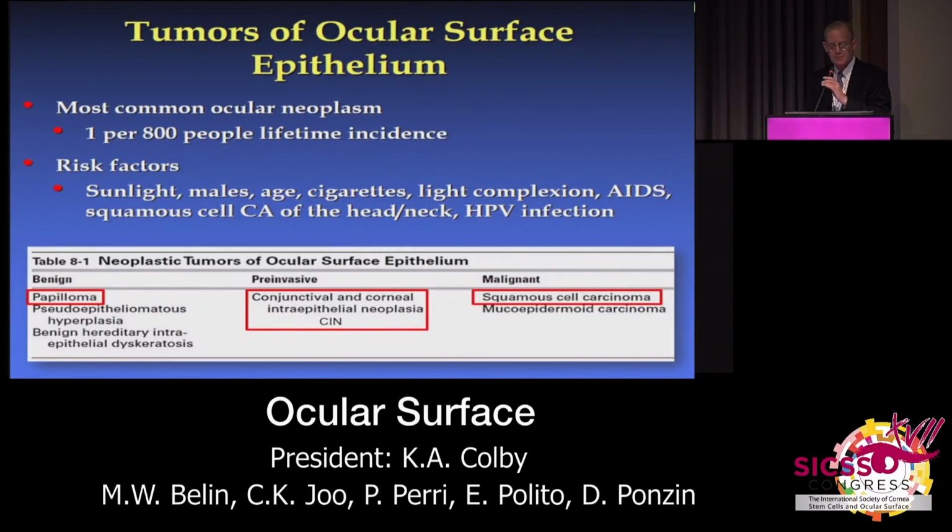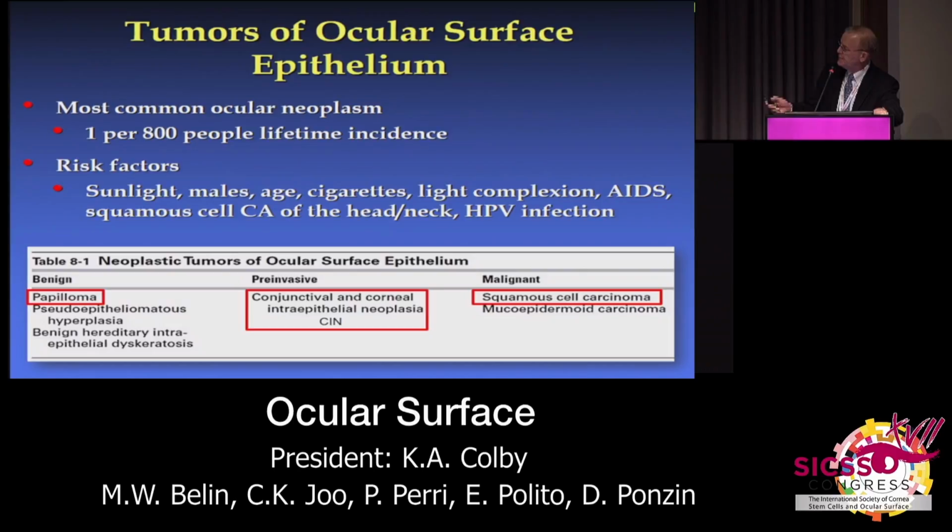So let's now talk more specifically about tumors of the ocular surface epithelium. It's the most common of all the ocular neoplasms, and the risk factors of these, which we'll go over a few times, are sunlight, being male, advanced age, cigarette smoking, light complexion, immunodeficiency, especially AIDS, and a history of squamous cell CA already of the head and neck, and an HPV infection.